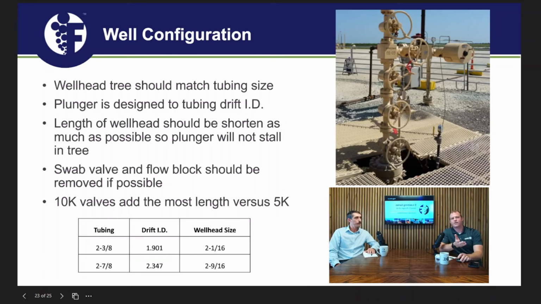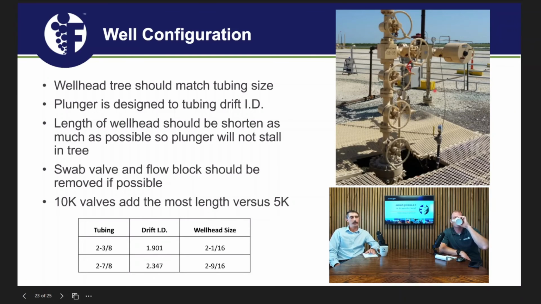So you worked down in Eagle Ford quite a bit, so this is probably a common style of wellhead, right? How do you feel about what we have here: three master valves, a flow block, and a swab valve? Does the height of the wellhead affect anything? It absolutely does, because you are losing some seal in that wellhead. Every valve you have to go through loses efficiency.